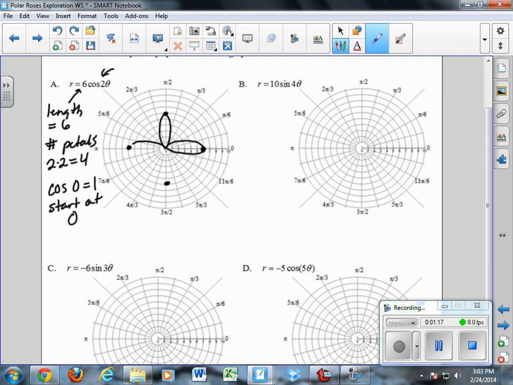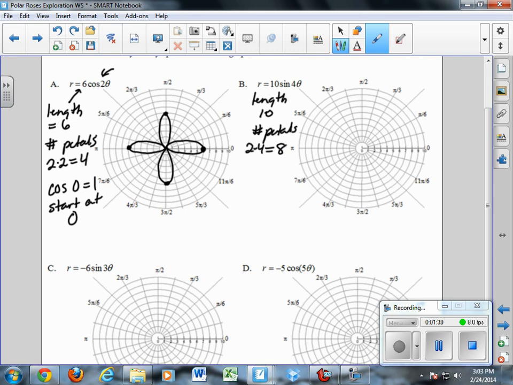Okay, so I'm not too worried about how thick the petals are. As long as I have 4 petals, they're the correct length, and the first one starts in the correct space. Here, the length of the petals is 10, and the number of petals is 8 because it's 2 times 4.